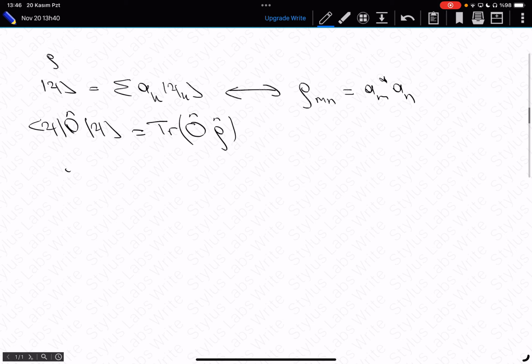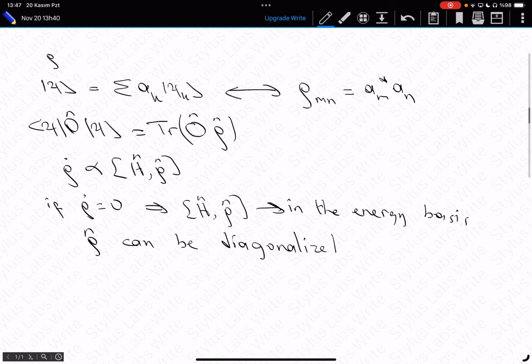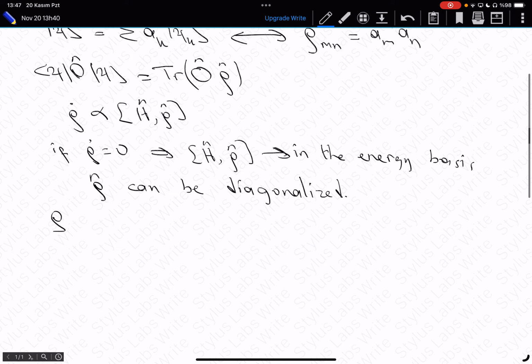Furthermore, what we had done was, if we calculated rho dot, the time derivative of rho, it was given by the commutator of the Hamiltonian with rho. And if rho dot is equal to 0, my system is not changing in time. It just implies that the Hamiltonian and rho have to commute, which implies that in the energy basis, rho can be diagonalized. And in the energy basis, rho_nm would be just some rho_n times the Kronecker delta_nm. And then from this point on, we can just use whatever we did before. So rho_n is the probability.